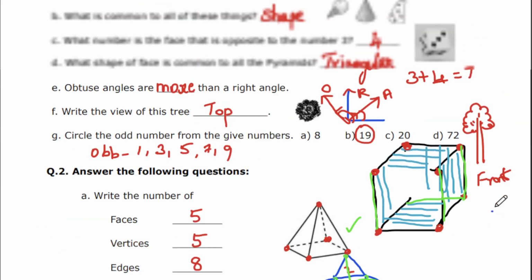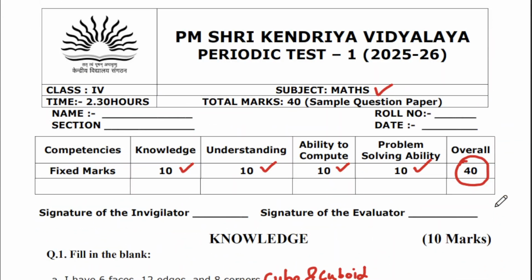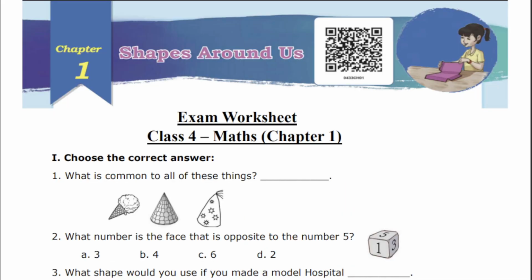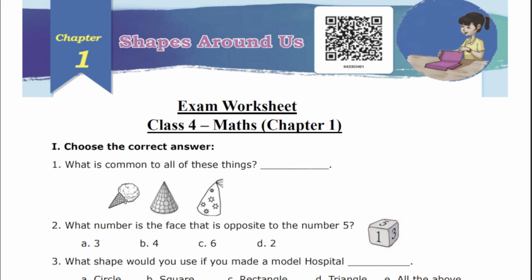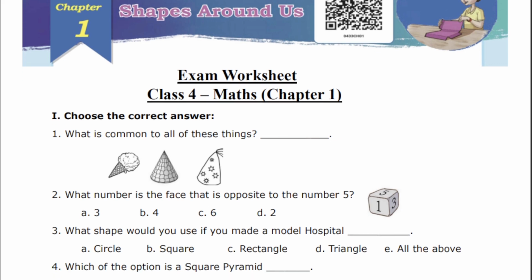And one minute, students, let me show you the worksheets also. I want you to see the worksheet. Give me a minute. Okay, so these are the worksheets of class 4 maths. This is the first chapter, Shapes Around Us.